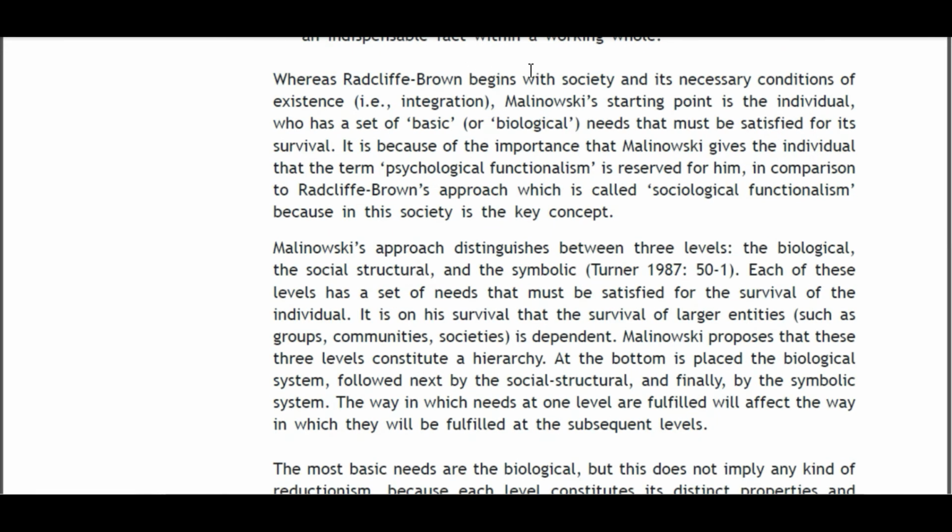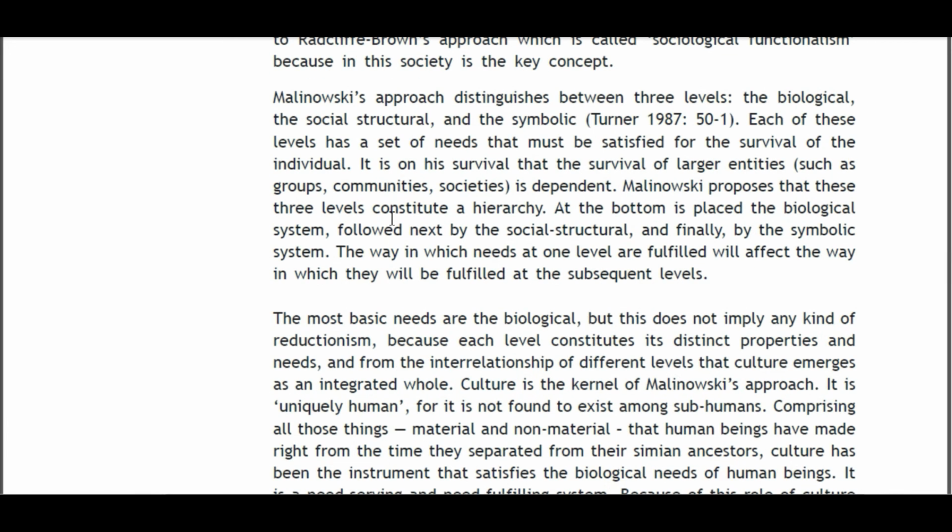Whereas Radcliffe-Brown begins with the society and its necessary condition of existence, that is integration, Malinowski started with the individual who has a set of basic or biological needs that must be satisfied for its own survival. It is because of the importance Malinowski gives the individual that the term psychological functionalism is reserved for him, in comparison to Radcliffe-Brown's approach, which is called sociological functionalism, because in this, society is the key concept. Malinowski's approach distinguishes between three levels: the biological, the social structural and the symbolic level. Each of these levels has a set of needs that must be satisfied for the survival of the individual.